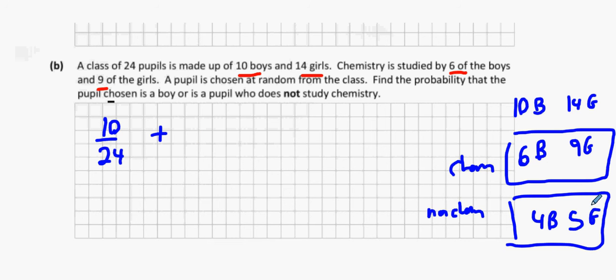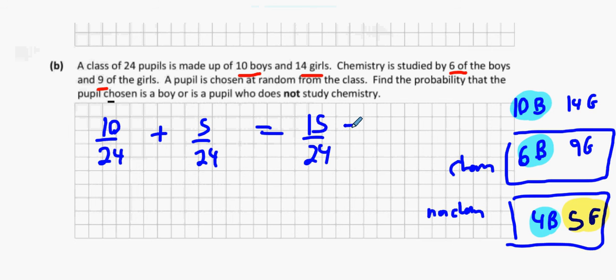No, it's the girls. 5 out of 24. Why can you not include the 4 out of 24? They're already included, aren't they? So when you're including the 10 boys, you're including the 4 boys that don't do chemistry and the 6 boys that do. Or a pupil who does not study chemistry. But then you should also include the 5 girls that don't study chemistry. And the answer is 15 out of 24, which is, anybody? 5 out of 8. Anybody get 5 out of 8?